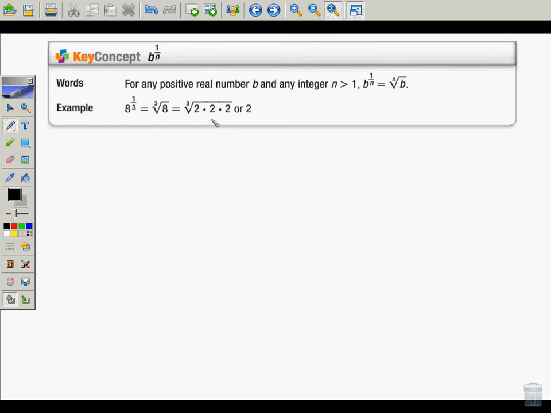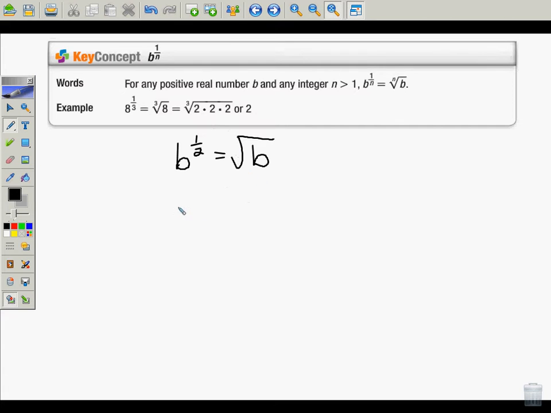This next part, we're just going to be talking about b raised to the 1 over n. For any positive real number b and any integer n greater than 1, b raised to the 1 over n is the nth root of b. You've already seen this before in this lesson, because b raised to the 1/2 is the same thing as the square root of b. And remember, we don't write the 2 here, but square root is really the second root.